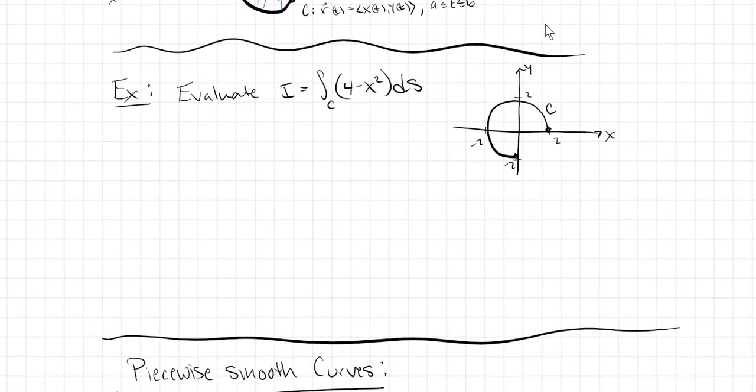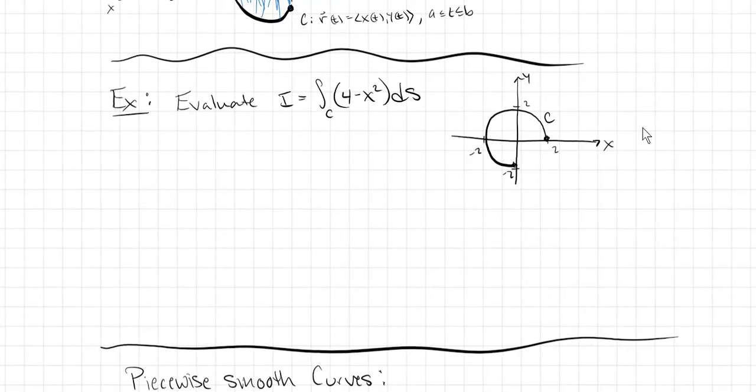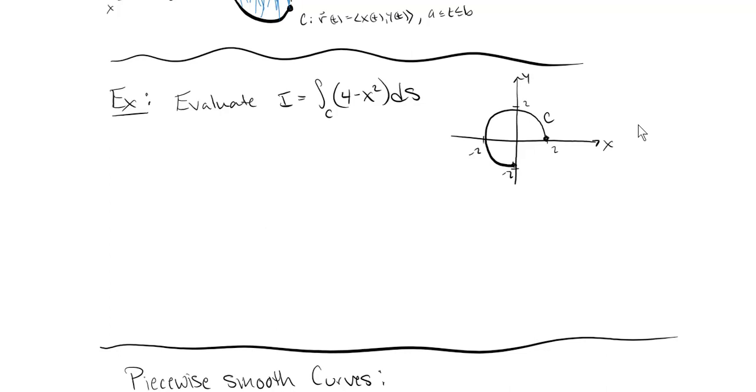Finally, let's see an example of how to do some of these problems. We've talked the theory to death here. Let's go ahead and jump into a problem. This first one says evaluate this integral that I've labeled I, the line integral over C of 4 minus x squared ds. And so I'm saying this curve C is in the xy plane, so I'm viewing this as a function of two variables. So we know how to set this up.